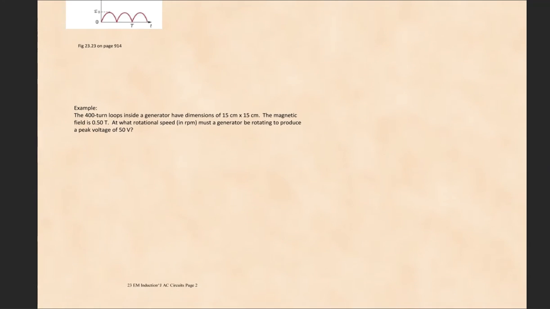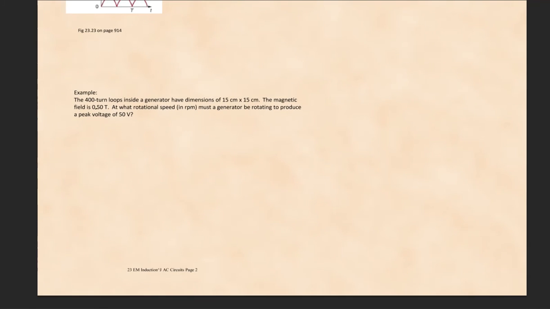Let's take a look at an example. We have a 400 turn loop inside a generator, and it has dimensions of 15 centimeters by 15 centimeters. It's a set of square loops. The magnetic field is half a Tesla, and the question is, at what rotational speed in units of RPM, revolutions per minute or rotations per minute, must a generator be rotating to produce a peak voltage of 50 volts?